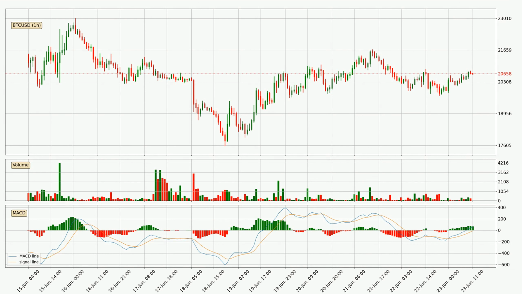The MACD histogram shows that the momentum is currently indecisive, so consolidation for some time or shifting the momentum could be expected, and you should wait to see if the MACD line will cross the signal line, which will be bearish.